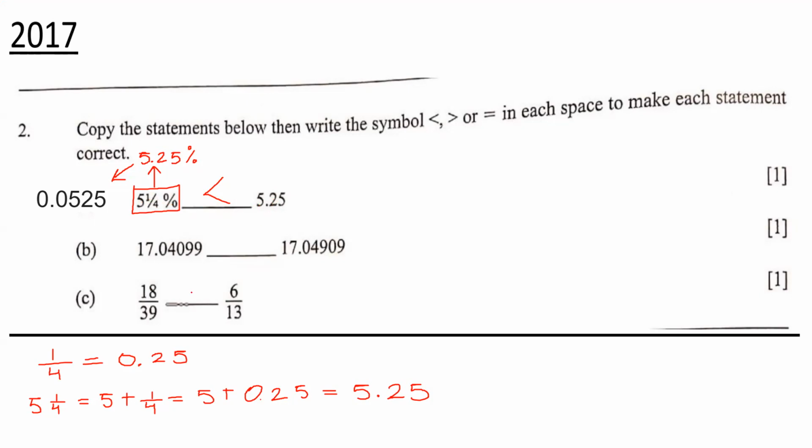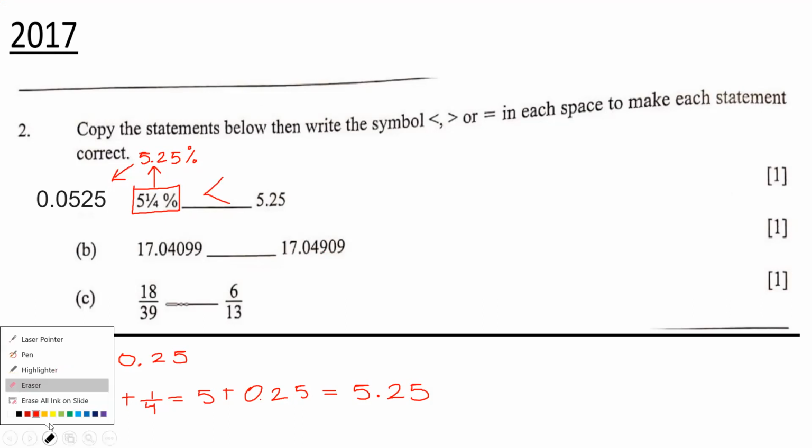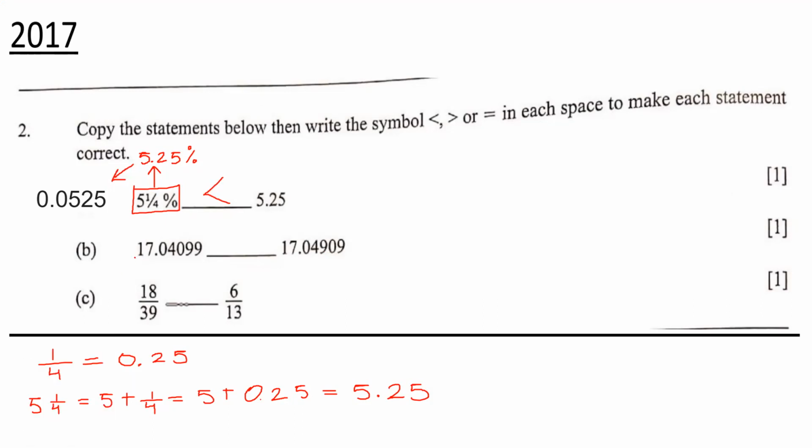Now the next one, we have 17.04099 and we have 17.04909. In order to do this, we have to compare each individual number and see where there's a difference. So here we have 1. If we look at, we would call this the tens place. If we look at this place right here, these two numbers are equal to each other.